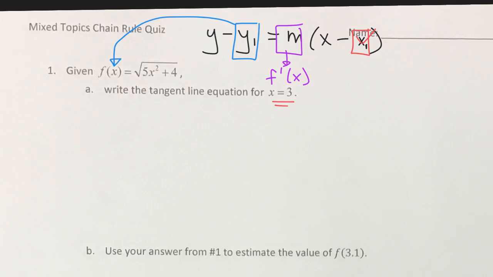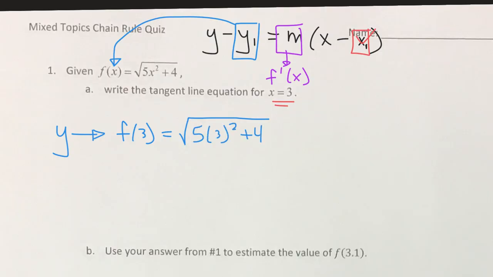So we need to find the derivative in order to find the slope. One thing at a time, let's just find the y value first. We find the y value by plugging 3 into our given function. So 5 times 3 squared plus 4. 3 squared is 9. 9 times 5 is 45. 45 plus 4 is 49. So our y value is going to be 7. Okay, check. One thing down, one thing to go. And that is to find the slope.